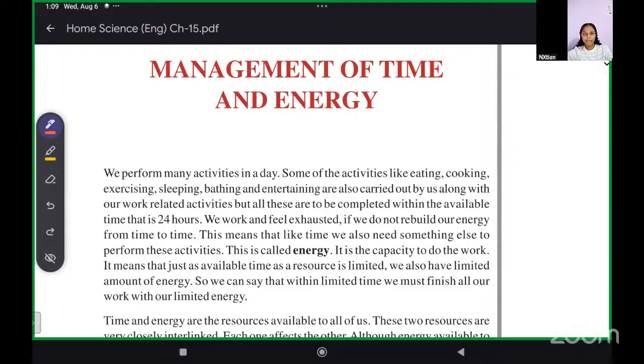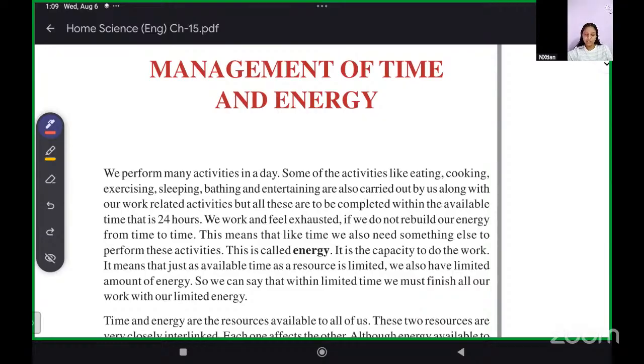Okay, we have only limited energy. It's not that we can go 24 hours. Can we do 24 hours continuously? Work, work, work, work. No, right. Why? Because we have limited energy. We can only do to the capacity of our energy. Then we need a break. Then we need rest. Right? We need to sleep.